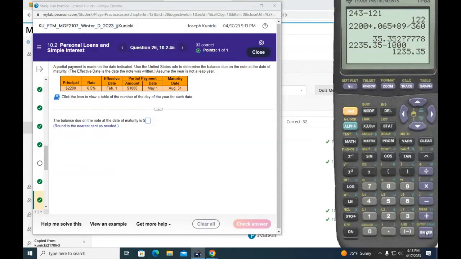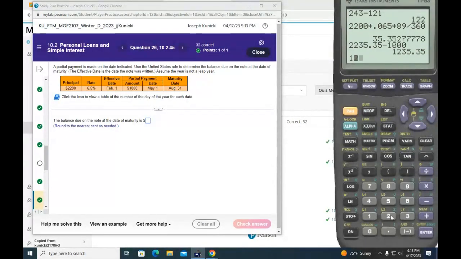It's the original principal plus the interest minus the partial payment. So you can see that if I subtract 1,000 from 2,200, I get 1,200, but I have accrued $35.35 interest. But now they can only apply interest to that amount. You see? Because that's what's left.